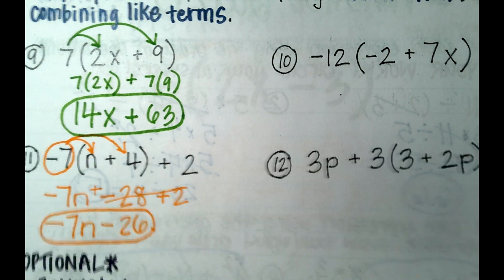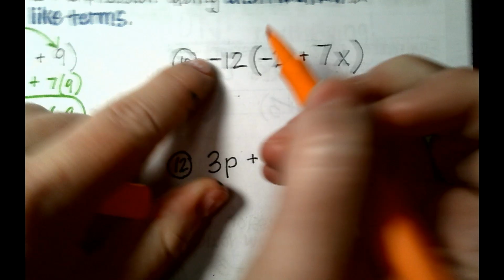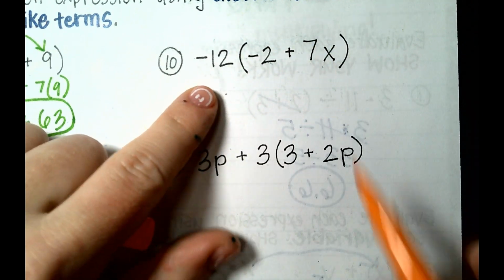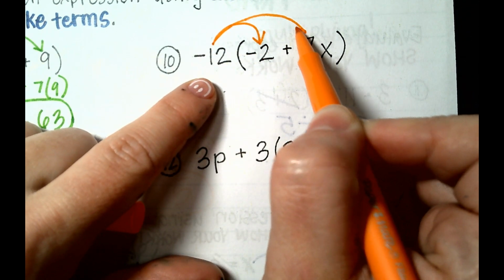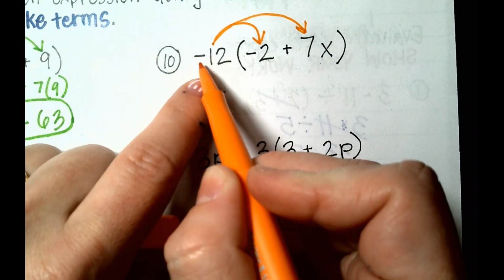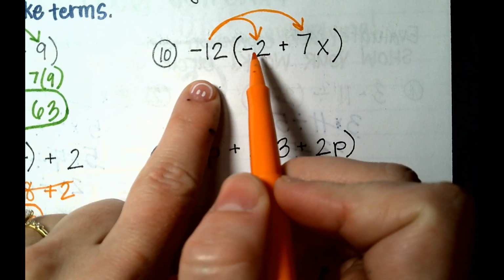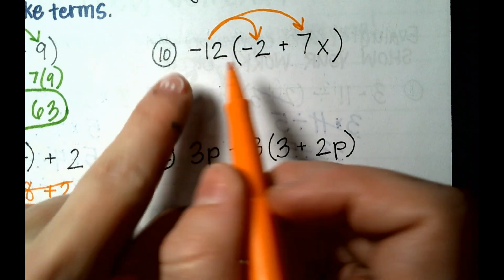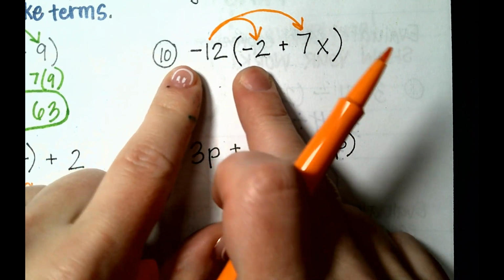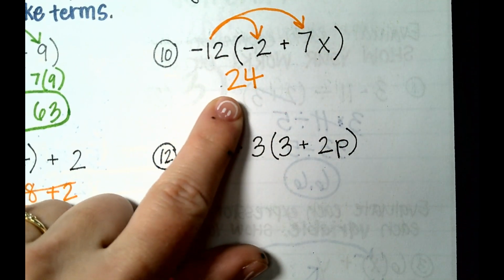Okay, let's start with number 10. What should we do first for number 10? Right. Okay. So we're going to multiply negative 12 times negative 2 and negative 12 times 7x. So what is negative 12 times negative 2? Almost. Two negatives when you multiply make a positive. So we have positive 24 here.